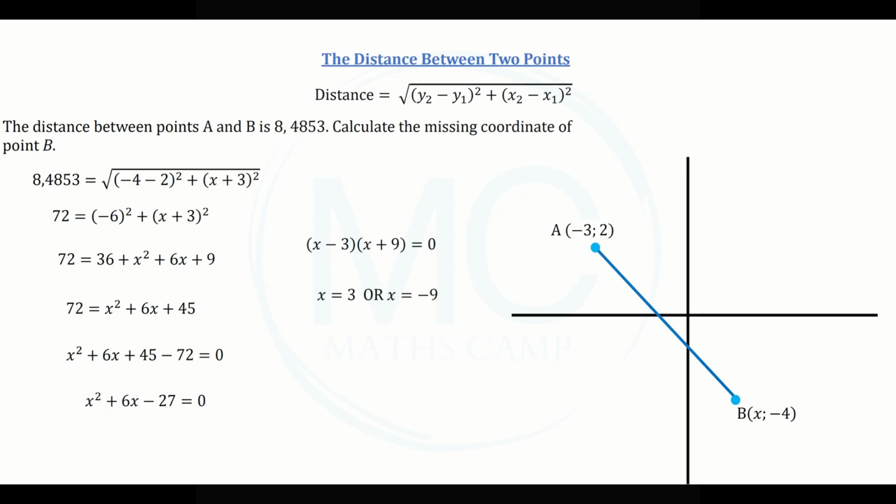But B is 1 point. It can only have one x coordinate. So which one is it? From our work with the Cartesian plane, we know that x is negative to the left of the origin and positive to the right. Here, B lies to the right of the origin, so x must be positive. And this shows us that x cannot be negative 9, which means x has to be equal to 3. And this is our answer.